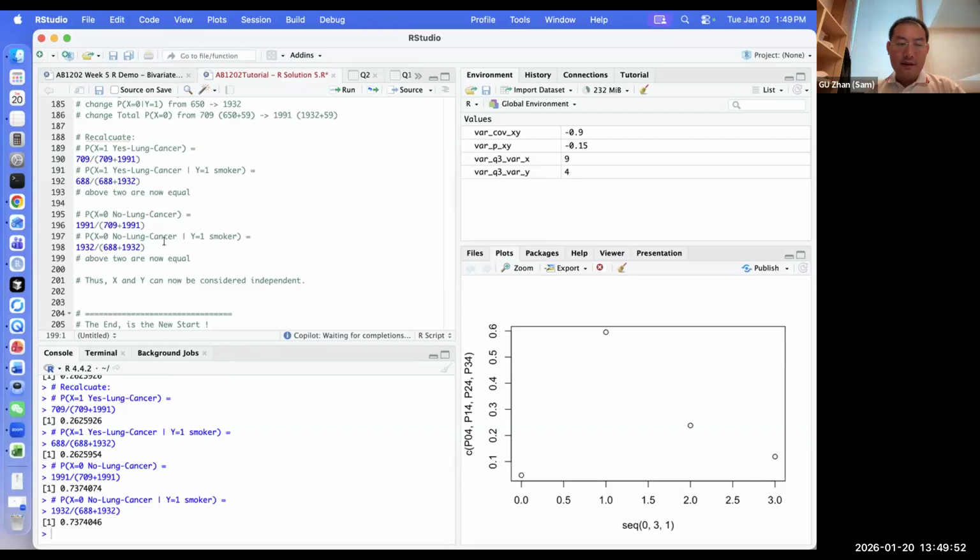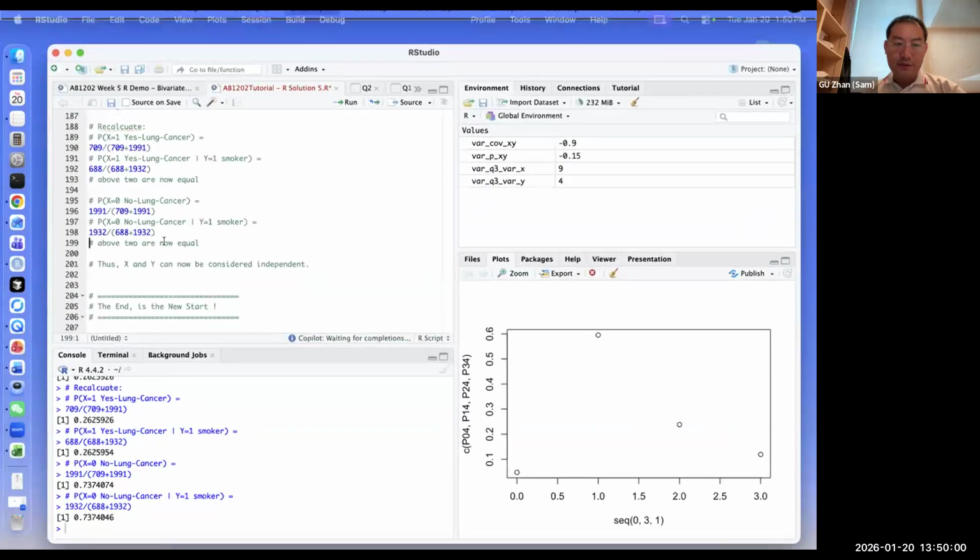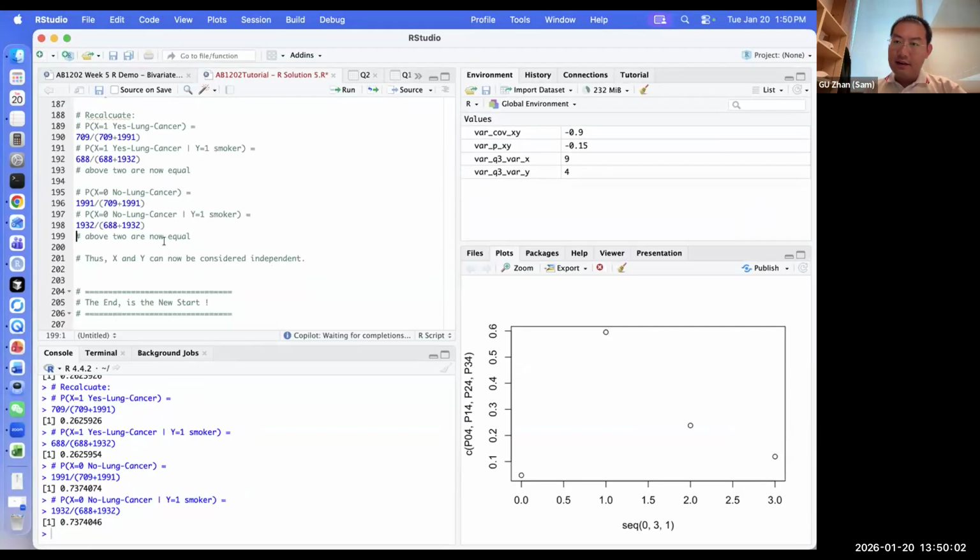This also shows why we need to look at all four numbers, not only the smokers but the non-smokers as well. Okay, so that's all for our week 5.